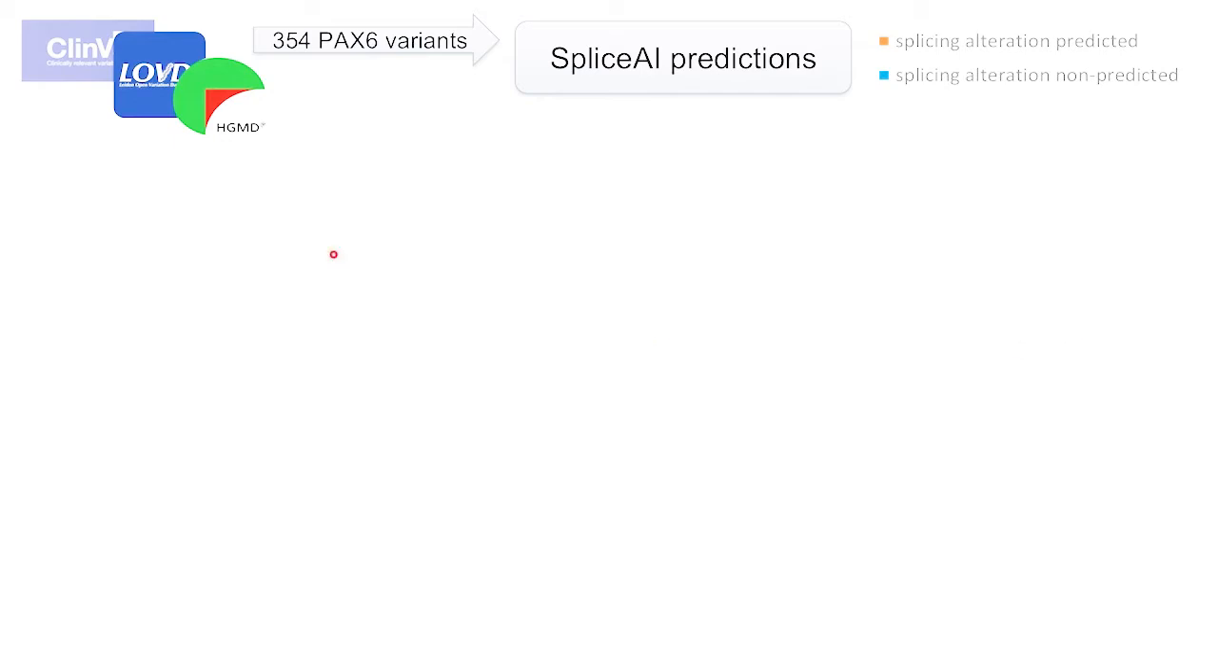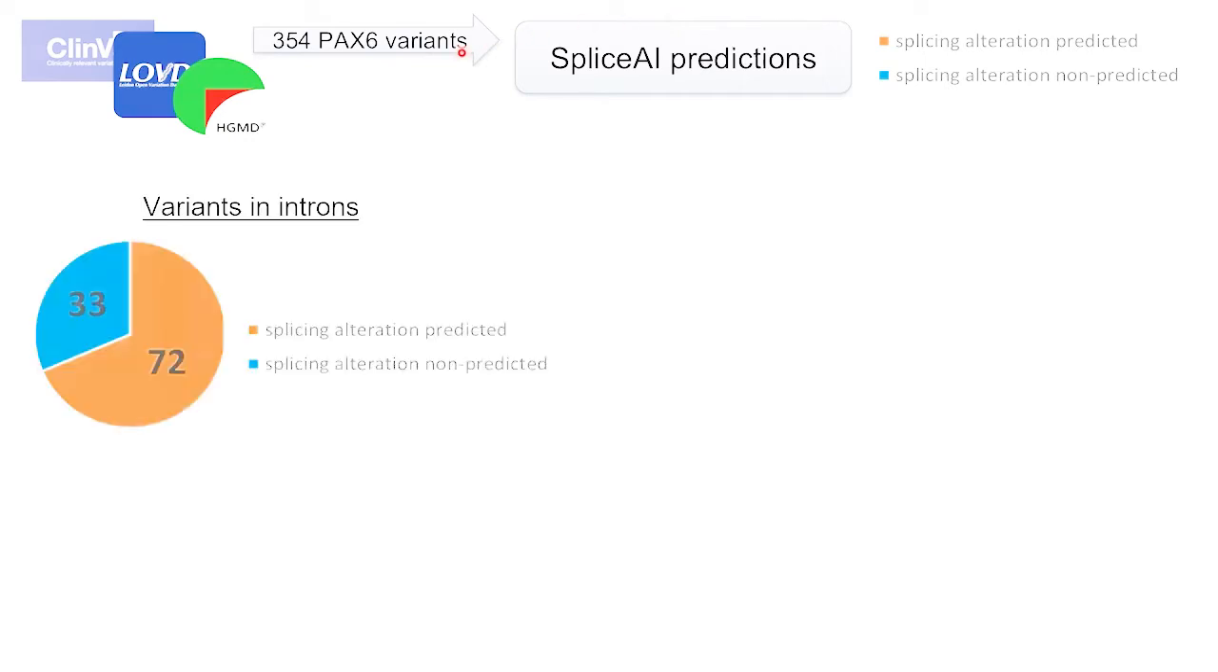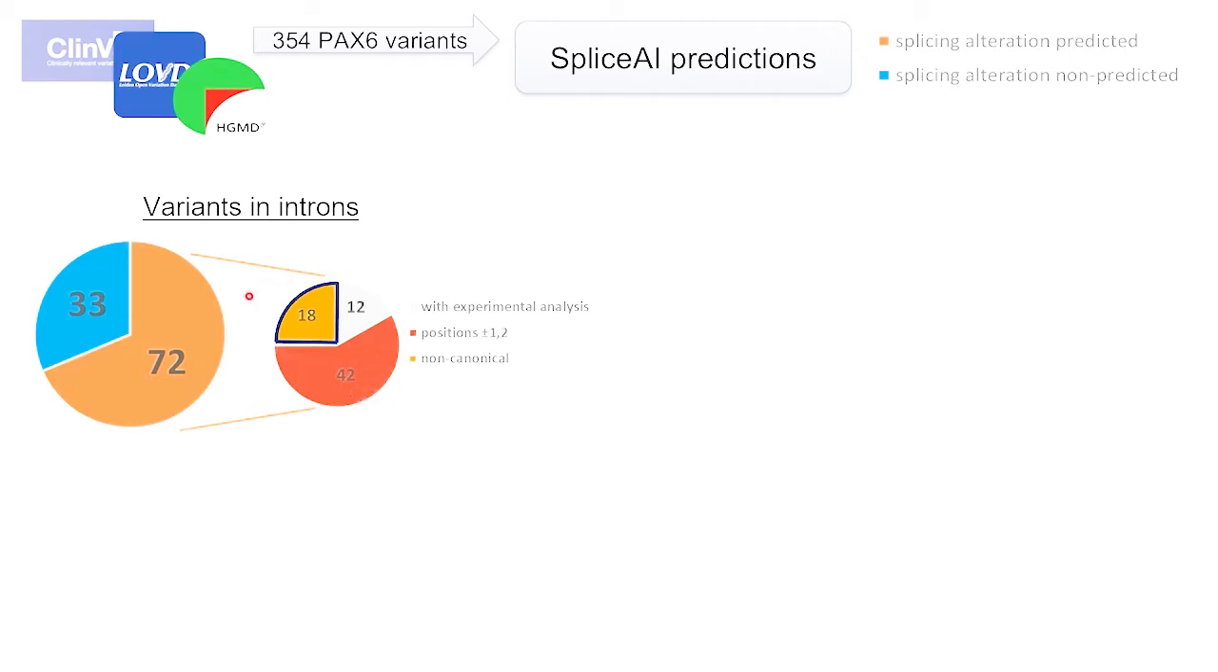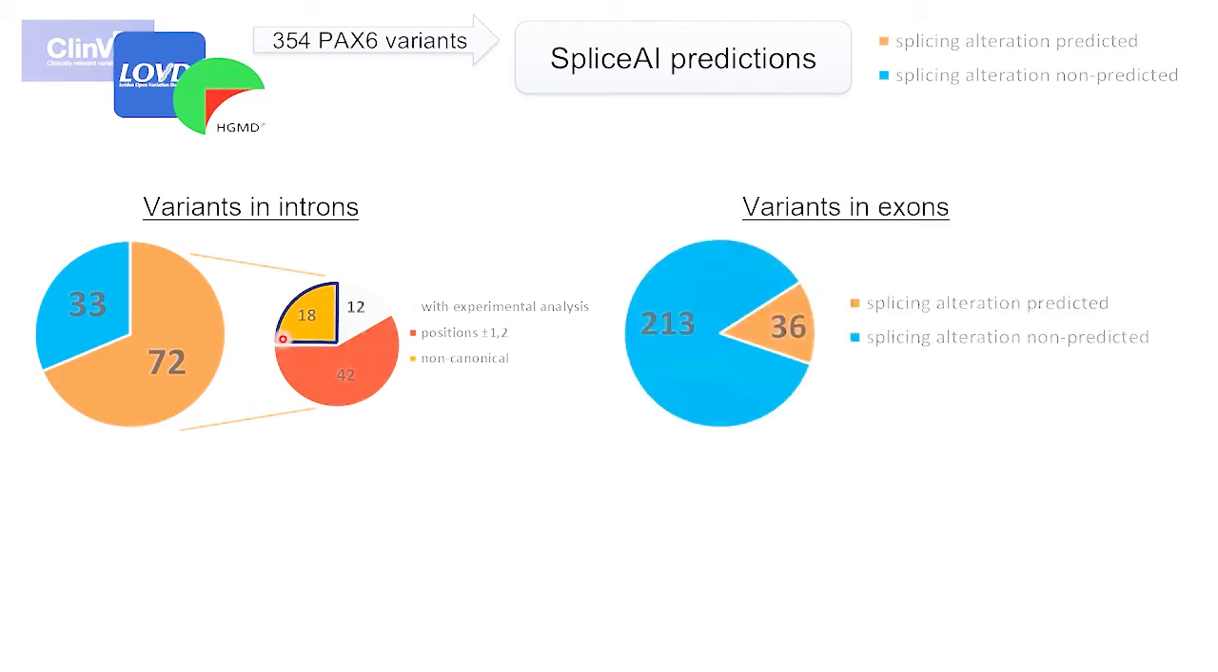And now we analyze all pathogenic PAX6 variants from different databases. First, we took all PAX6 variants available at the time and performed their in silico analysis using SpliceAI tool. This allowed us to predict variants that could disrupt splicing. Analysis of variants located in introns showed that, as expected, most of them could affect splicing. Most of such variants are located in canonical nucleotides, but we were interested in those variants that are outside canonical positions and did not have a previous experimental study.